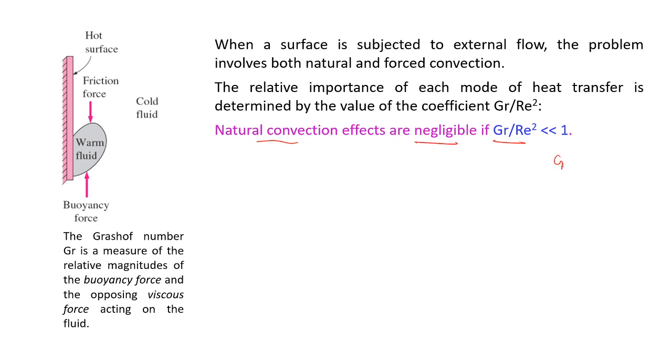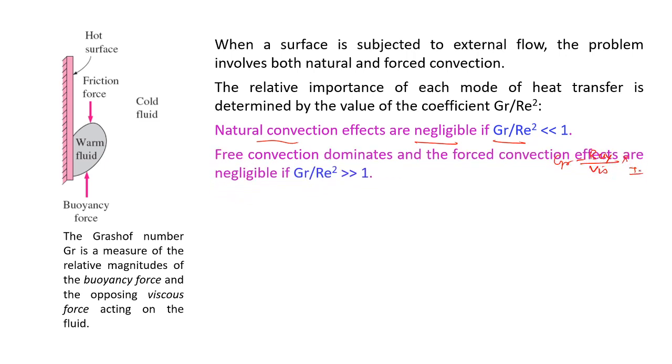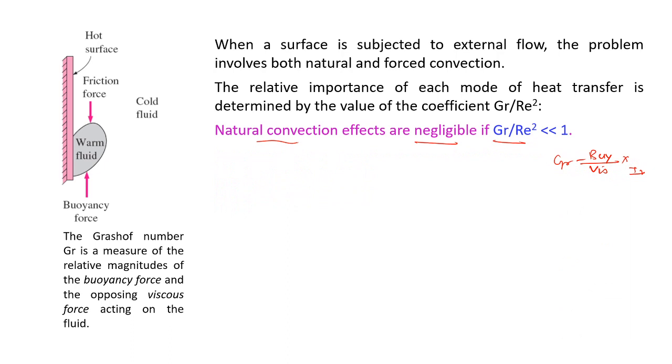Why? Because Grashof number is the effect of buoyancy force upon viscous force, right? And Reynolds number is the ratio of inertia force to viscous force, squared. So the net effect is that the viscous force is cancelled out, and we get buoyancy force upon inertia force squared. If this is much less than 1, that means inertia force is dominant over buoyancy force, and no natural convection can take place.